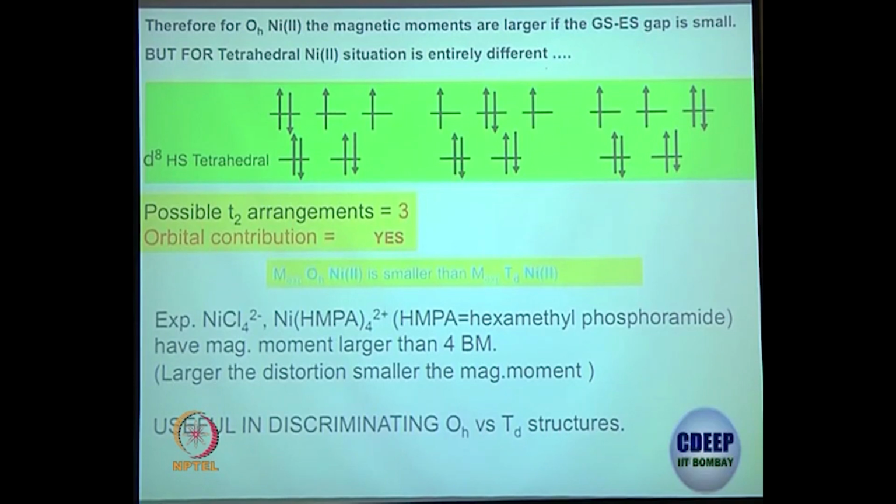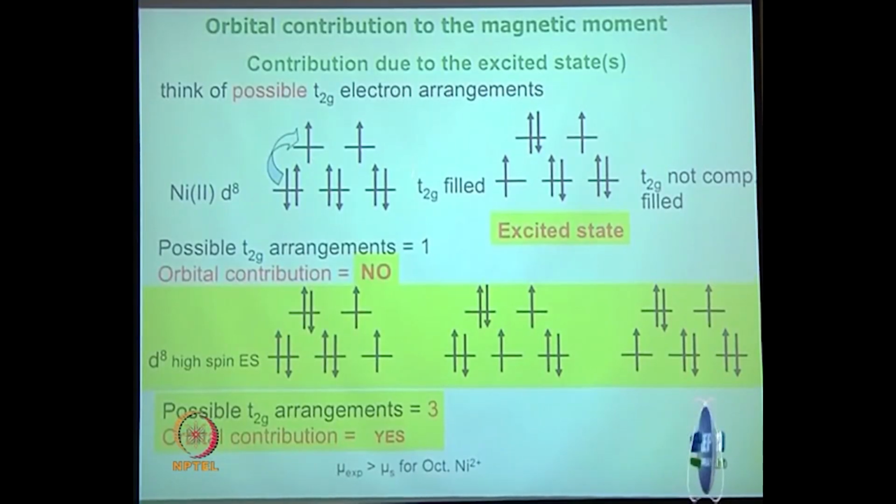So what we are trying to tell you here is, this is also a D8 configuration. Nickel 2 plus is D8. Nickel 2 plus D8 octahedral case, this is the scenario you have. Nickel 2 plus D8 tetrahedral case. What is the electronic configuration of nickel 2 plus octahedral and tetrahedral?